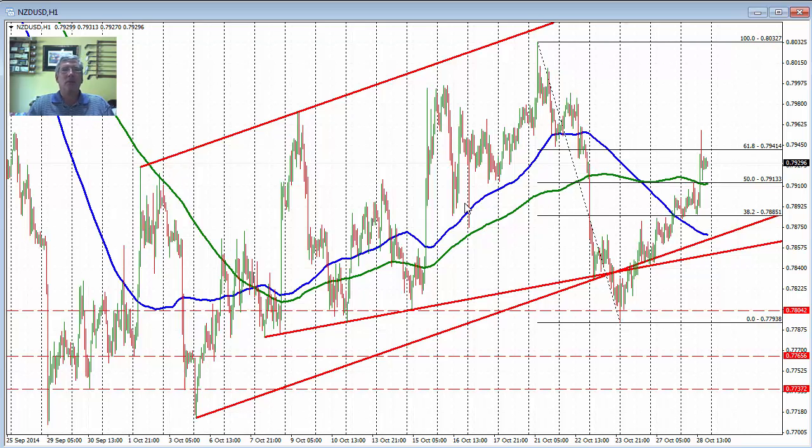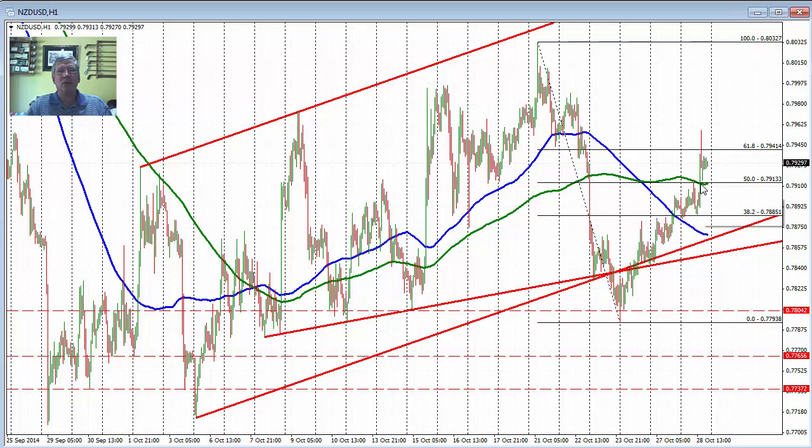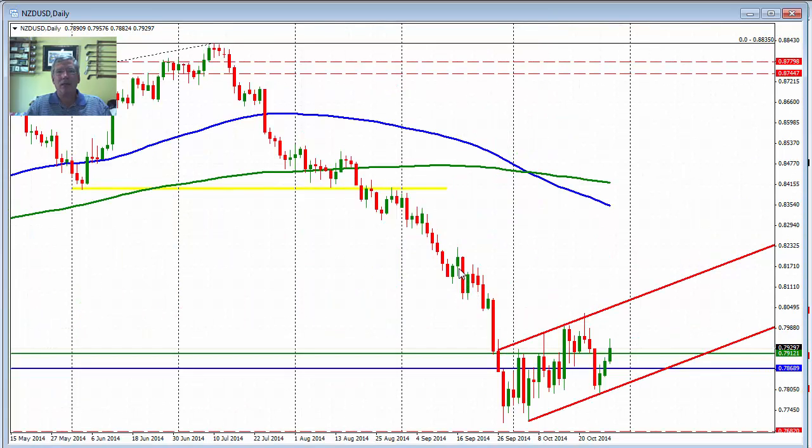New Zealand versus US dollar, maybe a different story. We have a Reserve Bank of New Zealand interest rate decision coming up tomorrow at 4 p.m. Eastern time. That is going to dictate what is going to happen to the New Zealand dollar. Remember, the Reserve Bank of New Zealand has been warning that the New Zealand dollar is too strong. Now, it has come down since its last meeting, which was on September 10th. That September 10th was right around this day right here. So the New Zealand dollar has come down further, but we've been consolidating here in the October month.